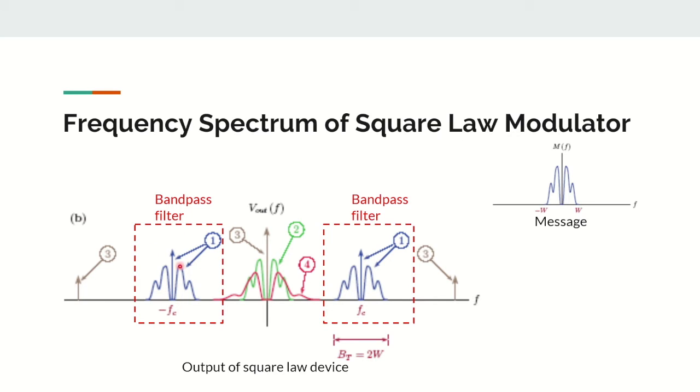So what was in green last slide is going to be blue in this diagram. I apologize for that, but all we want is the modulated signal. All the other stuff here, we're going to filter out with our bandpass filter.